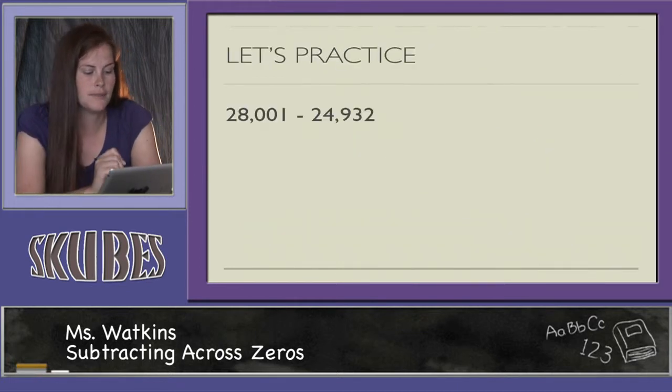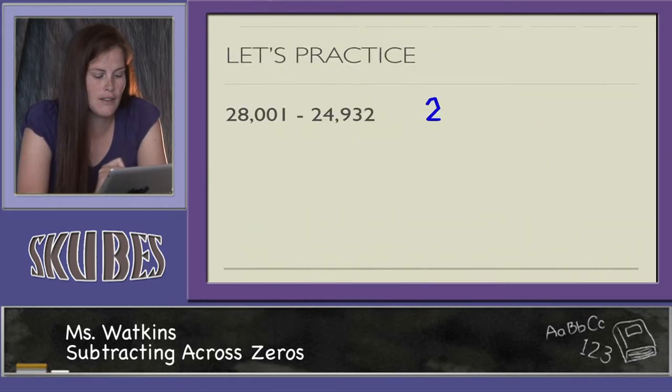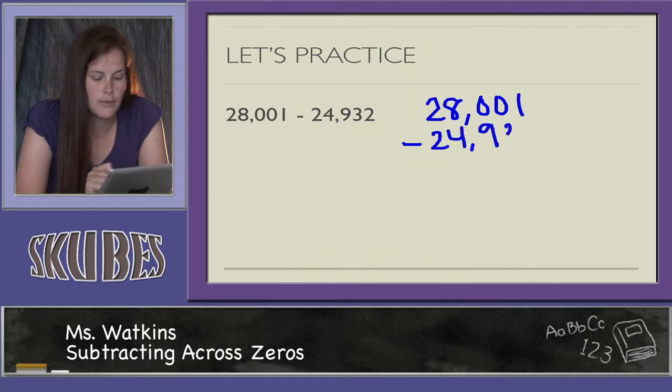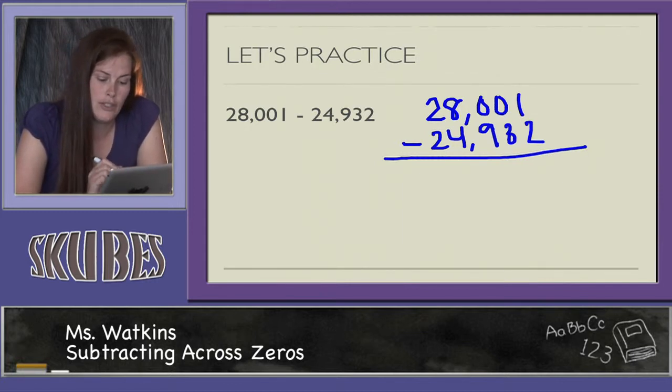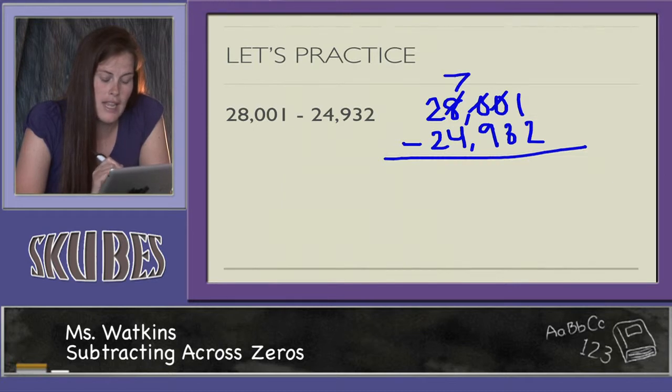Okay, let's practice. 28,001 minus 24,932. Okay, I cannot do 1 minus 2, so I need to come over and borrow from my thousands place because I'm subtracting across zeros. So my 8 becomes a 7, and the 0 in my hundreds place becomes a 10.